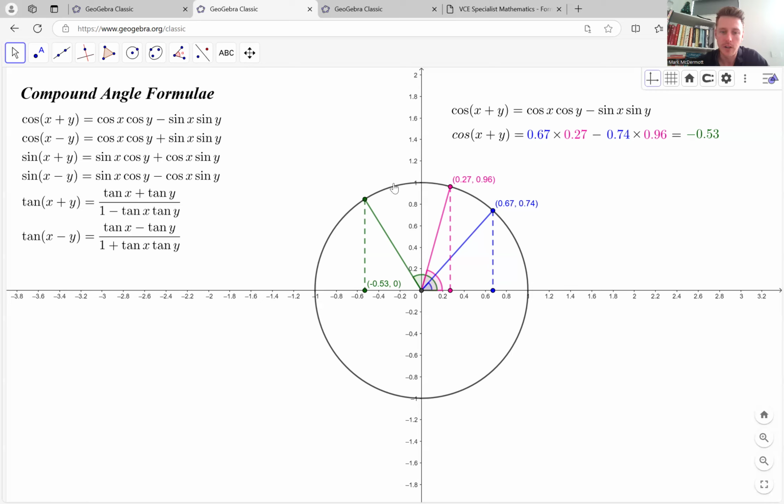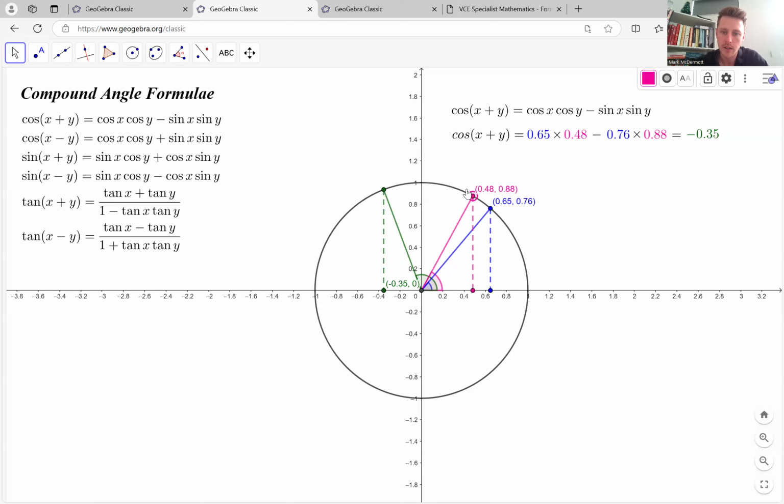What we've got here on the unit circle is three angles. And let's just break it down step by step. This first angle we're going to call X. So the one in blue is our angle X. And we can obviously change this angle by moving that point around. Okay, in pink, we've got the angle Y. And in green, we've got the sum of those two angles.